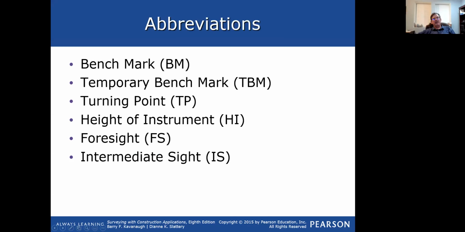All right, some abbreviations that you need to understand, and they're mainly for note-taking, except for this one, the benchmark. The benchmark is the elevation at a particular point that controls an entire construction site. Like, what is your benchmark? Where did you set a benchmark? What is the elevation on the benchmark?